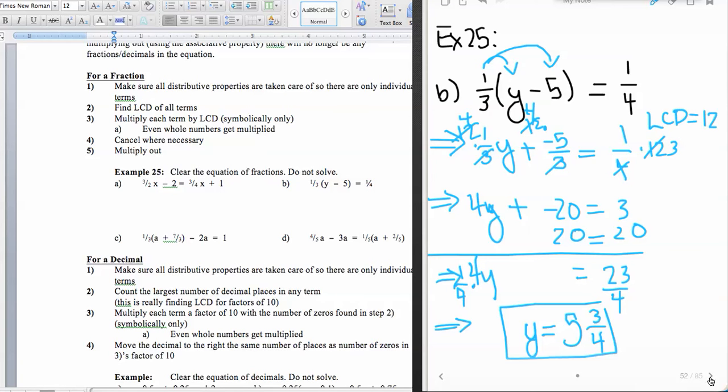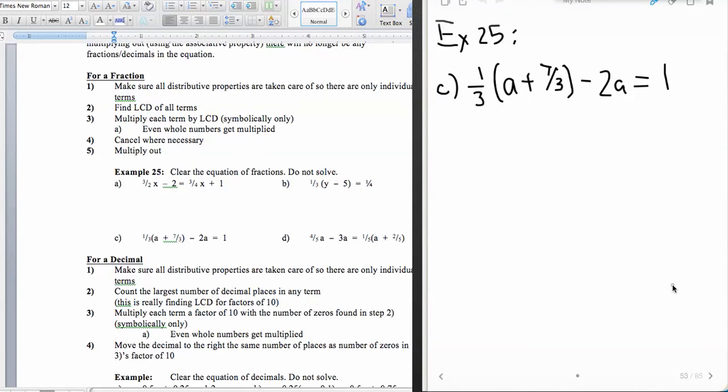You can't prevent that. All right, part C, again, we have a distributive property. We want to make sure we use the distributive property before clearing. 1/3 times A, 1/3 A, plus 1/3 times 7/3, that's 7/9. Make sure that you did that ninths, right? Because 3 times 3 is actually 9. And then minus or plus a negative 2a equals 1.